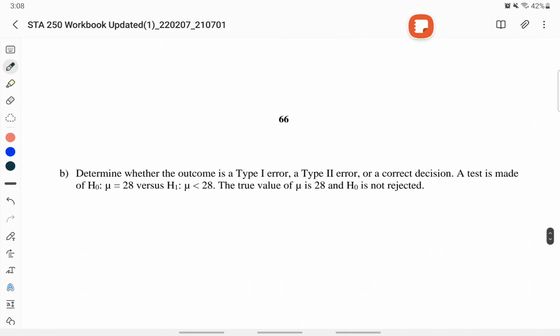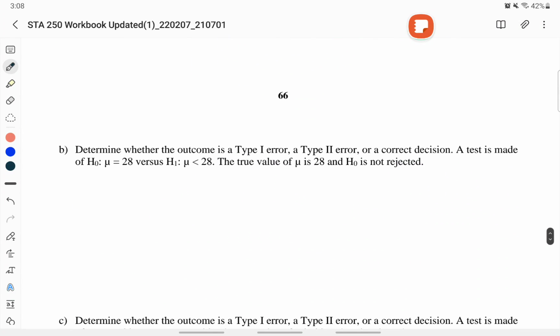Now, B says, determine if the outcome is a type 1 error, a type 2 error, or correct decision. A test is made up of the null hypothesis, mu is equal to 28, versus the alternative hypothesis, mu is less than 28. The true value of mu is 28 and the null is not rejected. So in this case, the null is not rejected. So if I do not reject my null, I am accepting the null. So the null is saying mu is equal to 28.